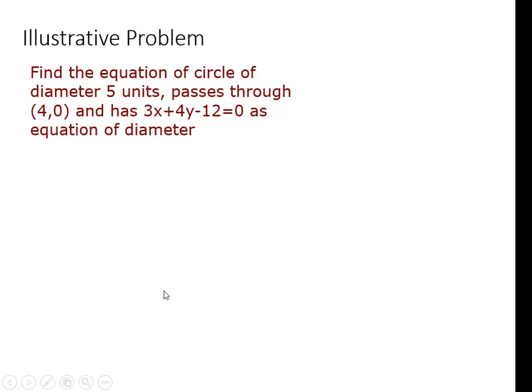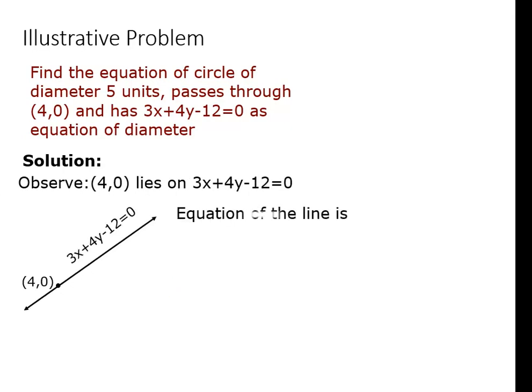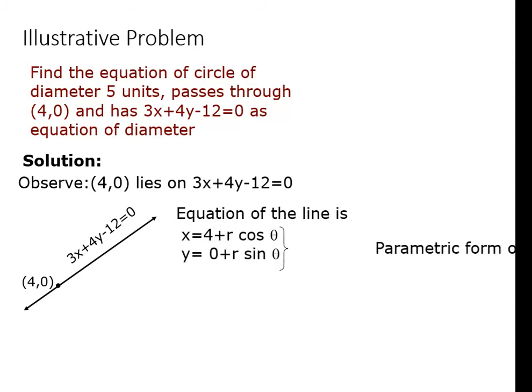Another question: find the equation of the circle of diameter 5 units, which passes through the point (4, 0), one end is (4, 0), and has 3x plus 4y minus 12 is equal to 0 as the equation of the diameter. So just see what we do here. (4, 0) lies on this line. The equation of the line is 3x plus 4y minus 12 is equal to 0.